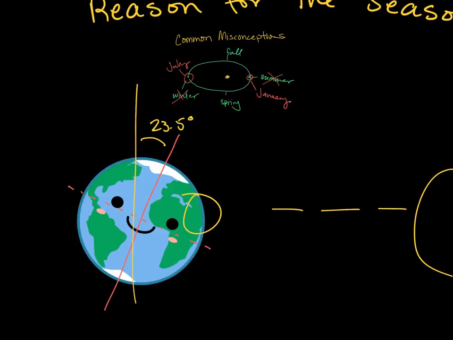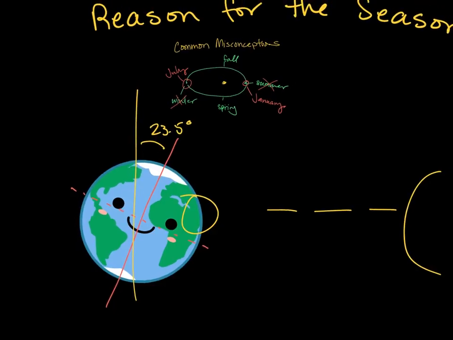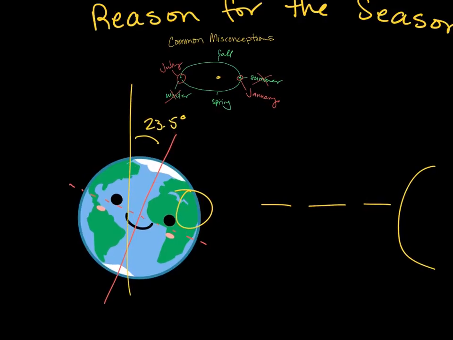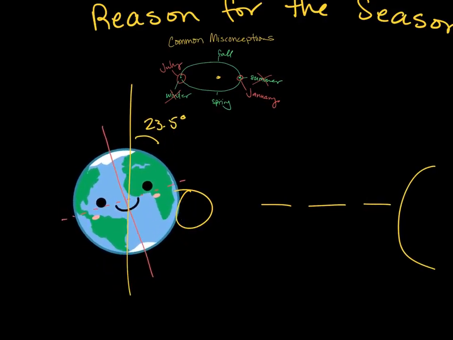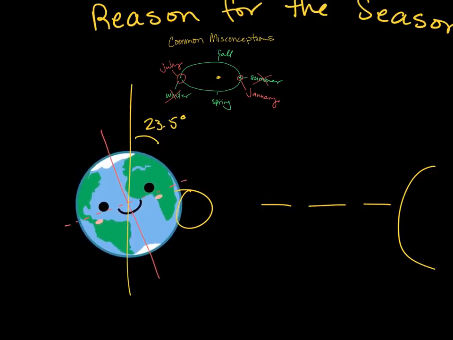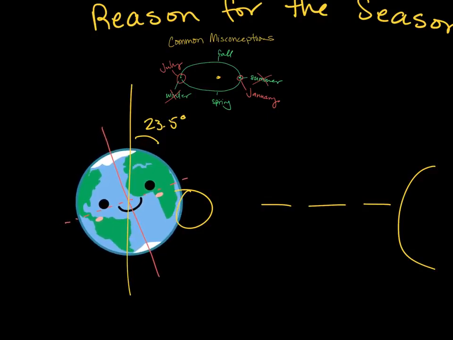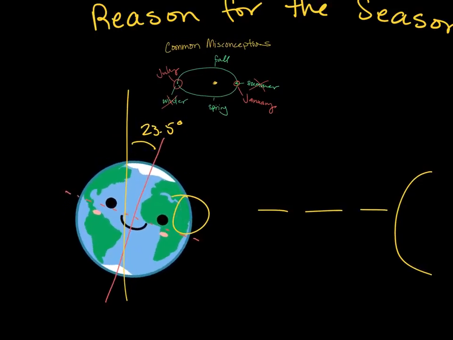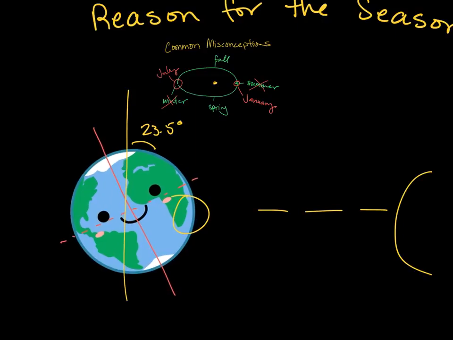Then the opposite will happen. Right here, let me move this. The Earth will be at a 23.5 degree angle, and the southern hemisphere will then be in the hottest months with summer in July, for example. So the seasons alternate between the northern hemisphere and the southern hemisphere.